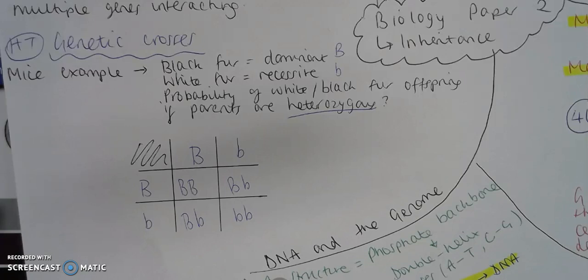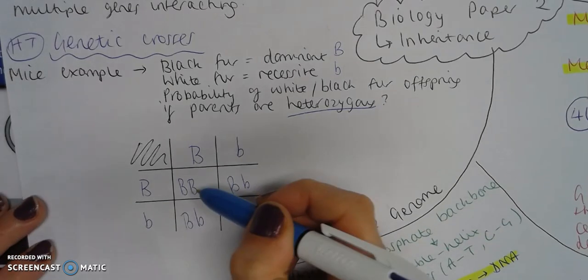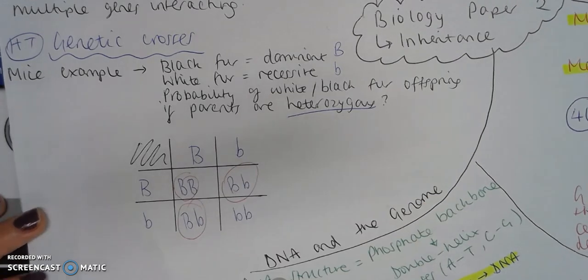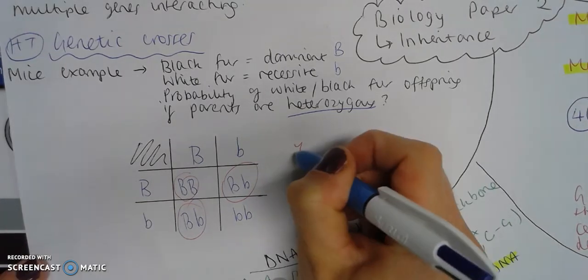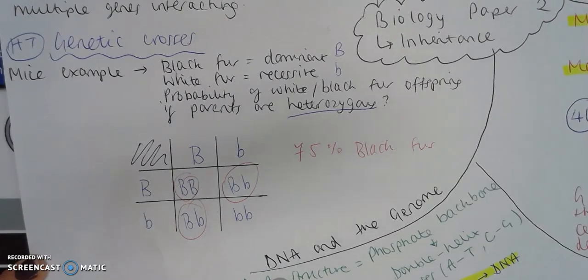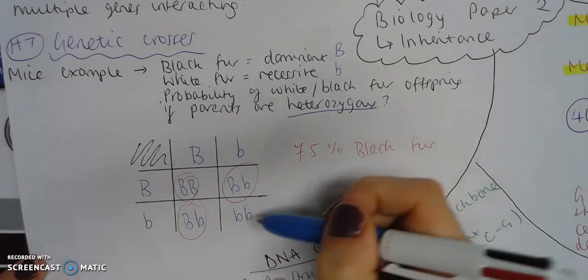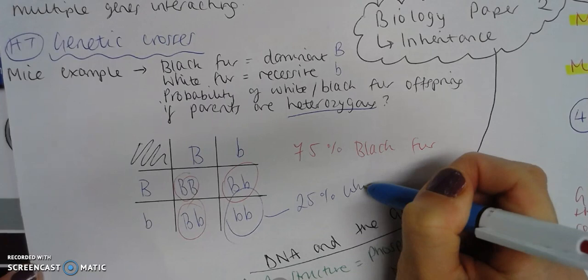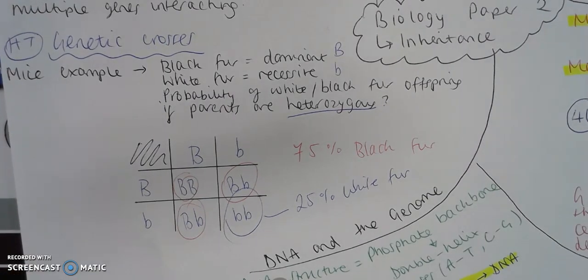Because black fur is dominant, this one here, which is homozygous dominant, will have black fur. These two, which are heterozygous, are also going to have black fur. So that's going to give us a 75% chance of black fur. The one that's going to be white furred, because it's homozygous recessive, is this one here, which is 25% white fur, because it's got both of those recessive alleles, both of those lowercase ones. So 75% black fur, 25% white fur, or you could say 3 in 4 will be black furred, 1 in 4 will be white furred.